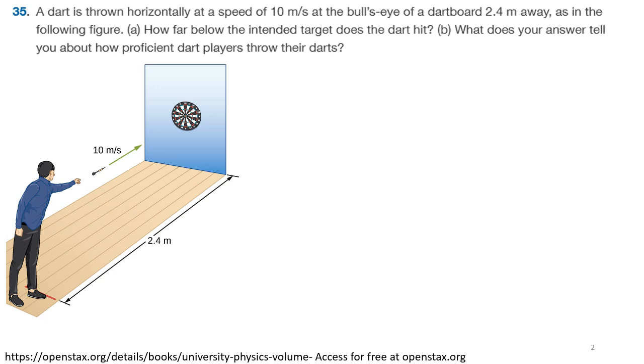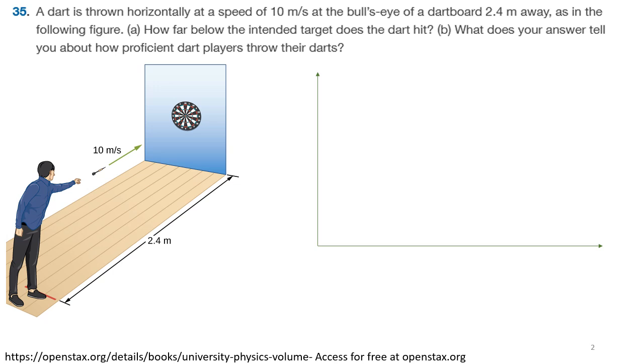That means, as you know, when you throw this dart, it will move in a projectile path. So this is projectile motion because it has a combined motion of x and y. We need to analyze this motion. The second question is, what does your answer tell you about how proficient dart players throw their darts?